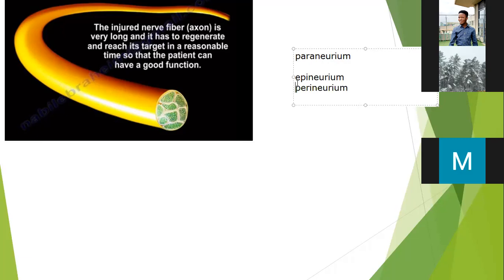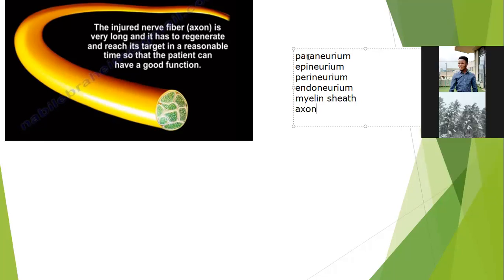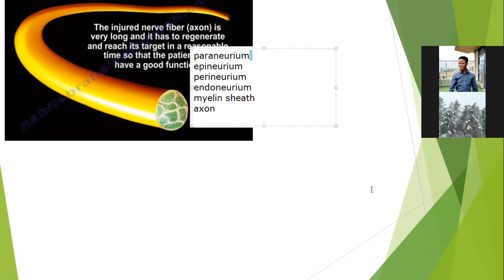And then from perineurium, we're going to have endoneurium. So from there, you're going to get the myelin sheath. And then from there, you have the axon. So it's good to remember the differences between all these so that you are able to relate. So I think from this, you can look at that diagram.